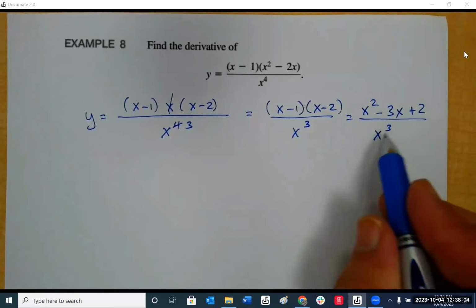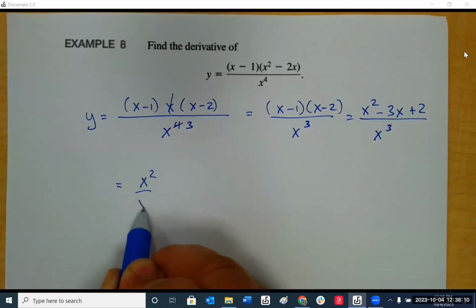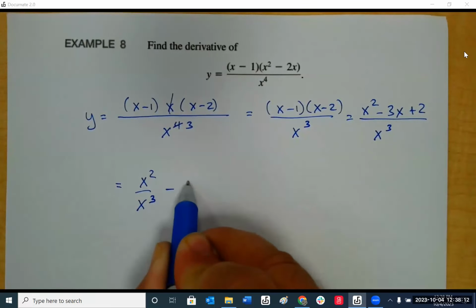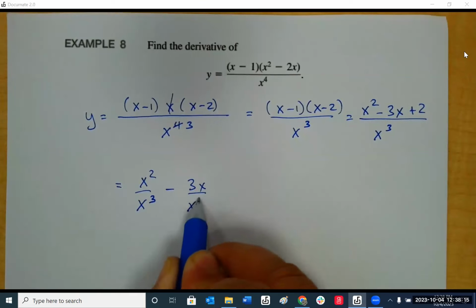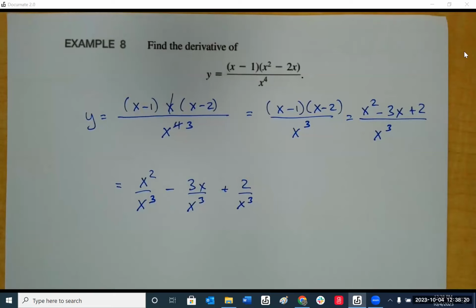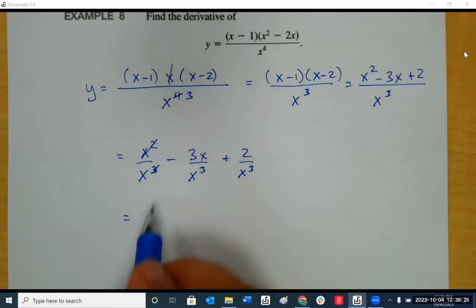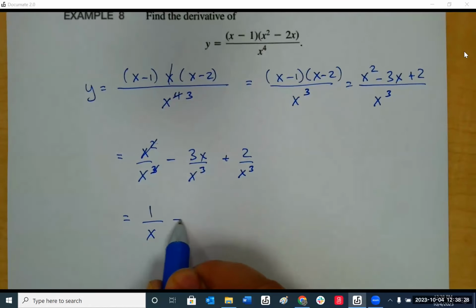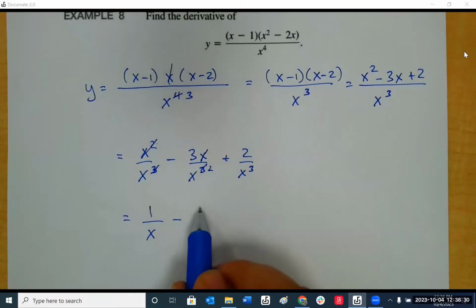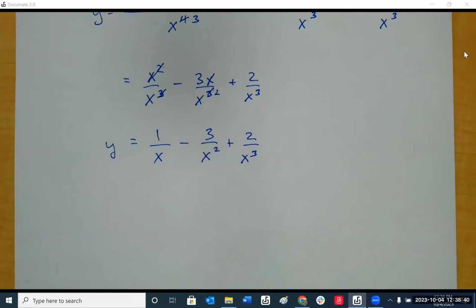Now, since it's a monomial on the bottom, we can take each of these separately, because now we have much smaller equations to deal with. So those are gone. So we have 1 over x. We have 3 over x squared. Now we just take the derivative of each one of these separately.